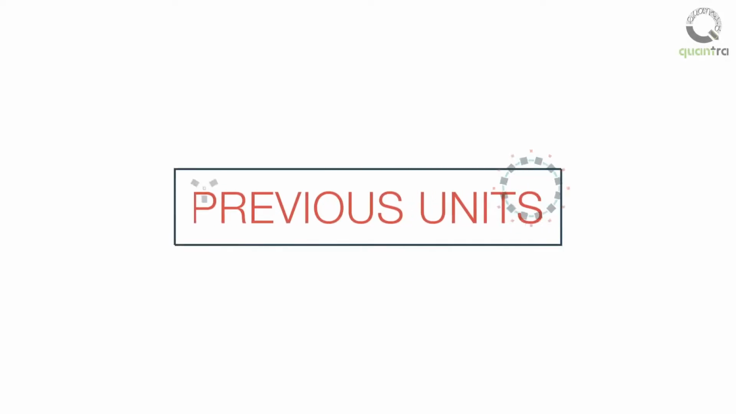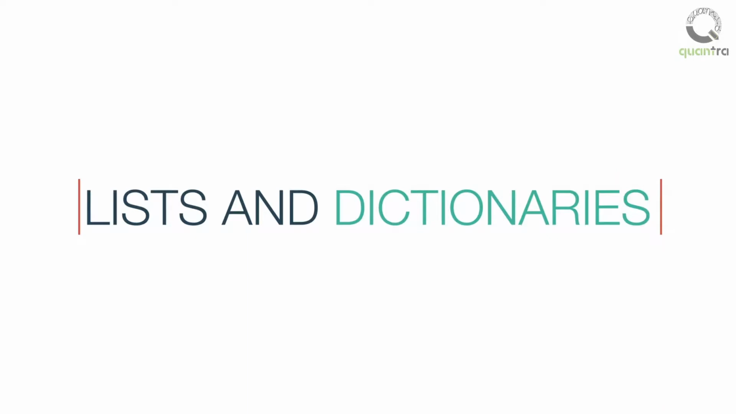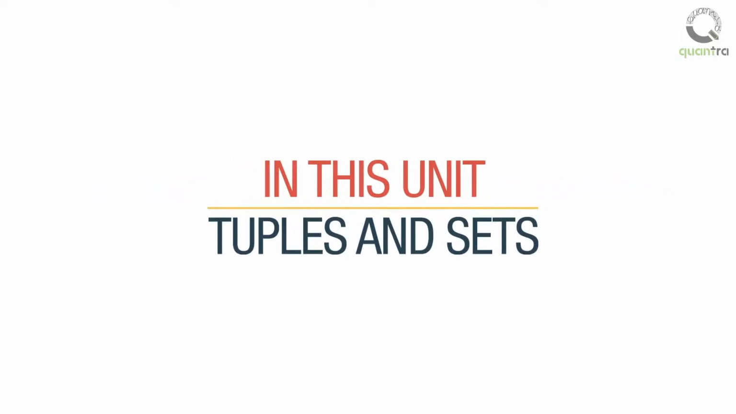In the previous few units, we covered data structures such as lists and dictionaries. Going forward, let us look at tuples and sets. Let us begin with tuples. In simple words, tuple is an immutable list.